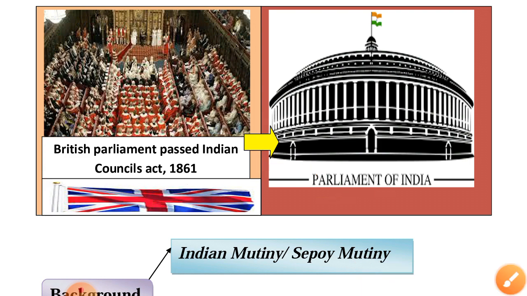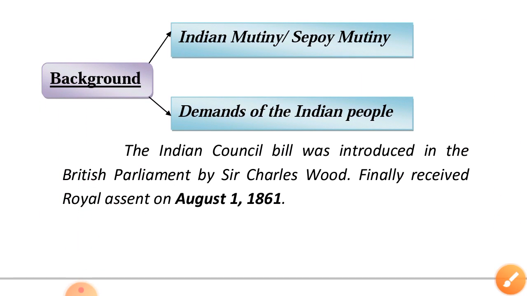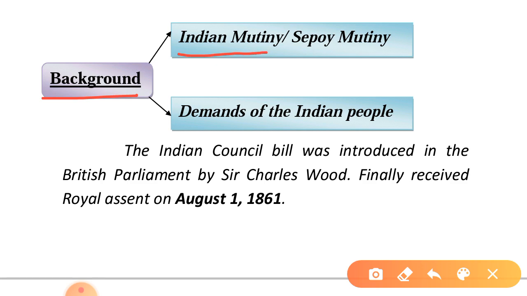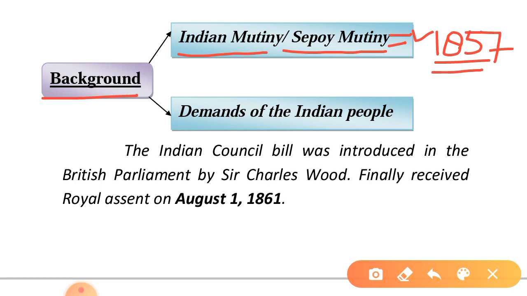Let's see what is the background of this act. Indian Mutiny, also known as Sepoy Mutiny and First War of Independence. After the Great Revolt of 1857, the British government felt the necessity of seeking the cooperation of the Indians in the administration of their country.